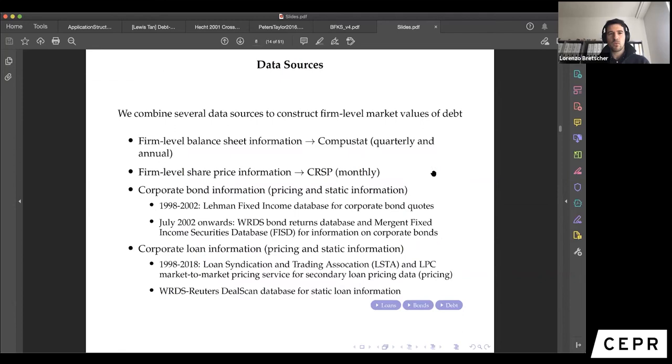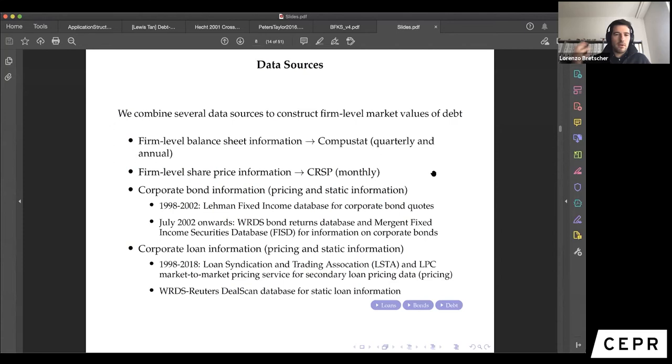So what do we do in terms of data? Okay, we combine several data sources in order to construct our sample. The firm balance sheet information is very standard. It's Compustat, both quarterly and annual. We have share price information from CRSP, which is obviously monthly. And then we have corporate bond information. And here we need pricing information and static information. The static information comes from FISD, again, very standard. So that's items such as maturity date and so on and so forth.